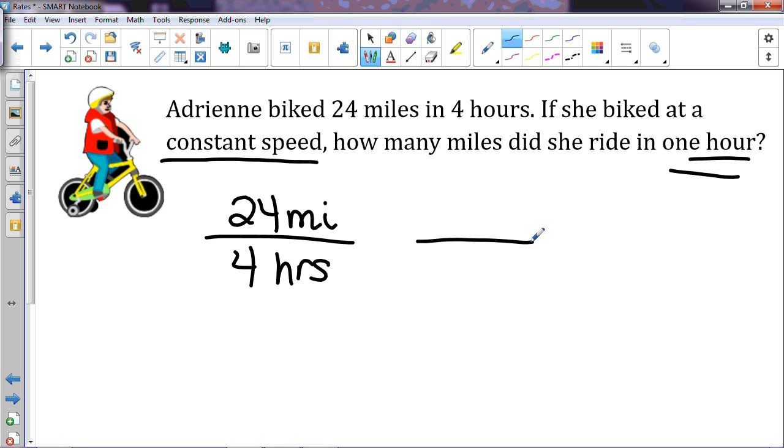Alright, so in the second ratio, or fraction, that we're going to set up, we want the denominator to equal 1 hour so that we can get our unit rate. Like I said, think of simplifying fractions. How would I get 4 hours to 1 hour? Well, I would divide by 4. And remember, whatever you do on one side of your fraction, you also have to do to the other. So 24 divided by 4 gives me 6 miles. By finding the unit rate, I now know that Adrian can bike 6 miles for every 1 hour.